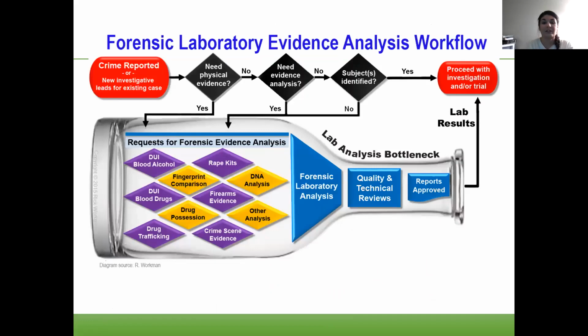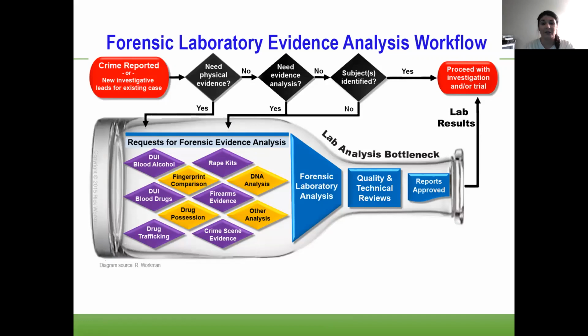So this is a graphic to show the forensic lab evidence analysis workflow. So you have a crime reported, and does it need physical evidence? Then yes, you request physical evidence analysis. If it needs evidence analysis, if it's not physical but you still need evidence analysis, it goes to the forensic lab.